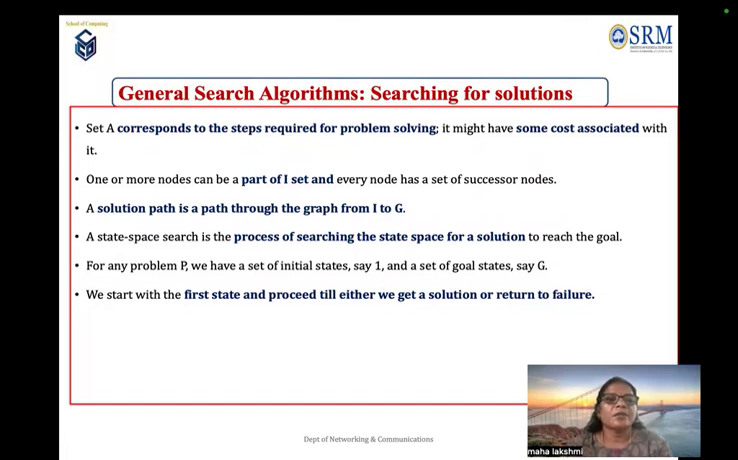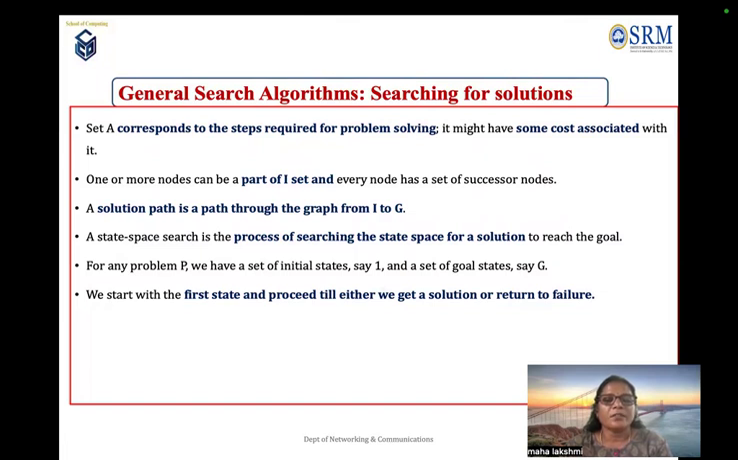We are going to discuss Unit 2 of AI, general search algorithms, searching for solutions. It is a set A corresponding to the steps required for problem solving. It might have some cost associated with it. One or more nodes can be a part of the I set, and every node has a set of successor nodes. A solution path is a path through the graph from I to G.